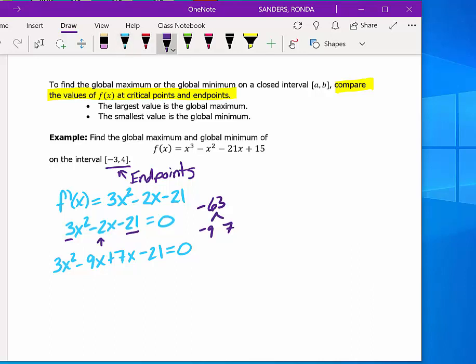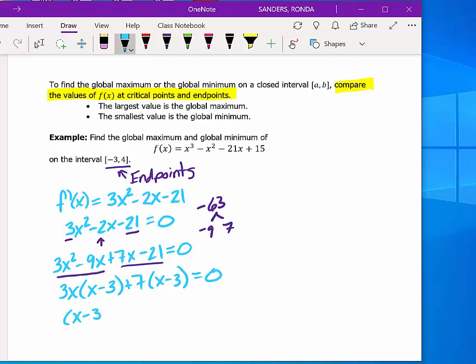Out of our first two terms, notice that we can take out a 3x, and it would leave behind x minus 3. Out of our next two terms, we will take out a +7, and it will also leave behind x minus 3. We now have a common factor of x minus 3 that we can remove, and it will leave 3x plus 7 is equal to 0.